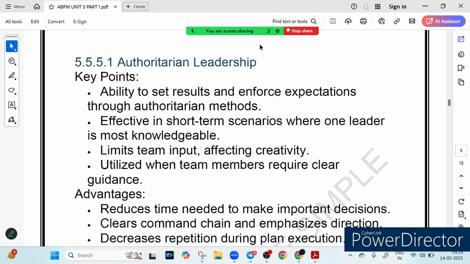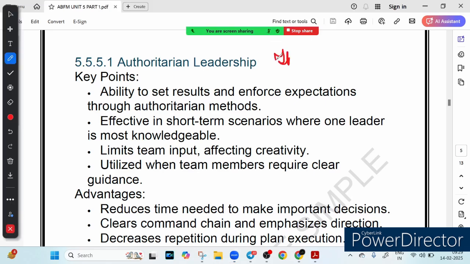Now let's talk about authoritarian leadership. In simple words, we can say the boss knows best, right? The boss knows best style. So first of all, what it means: this is the my way or the highway leadership style. So let me write it down: my way or highway. In such a leadership style, the boss makes all the decisions and gives orders, expecting the team to follow without questioning.